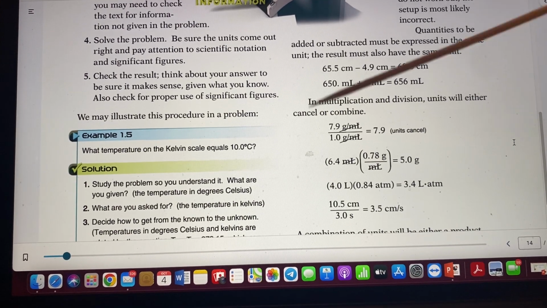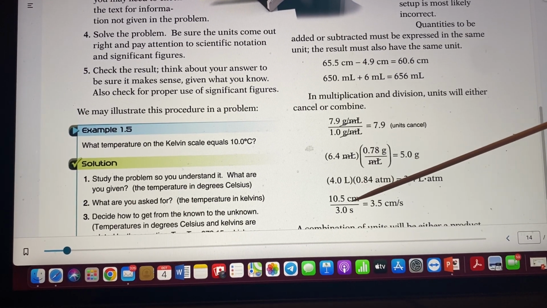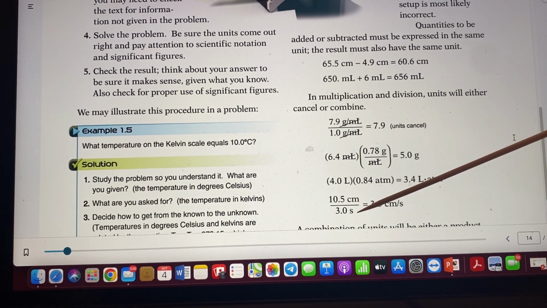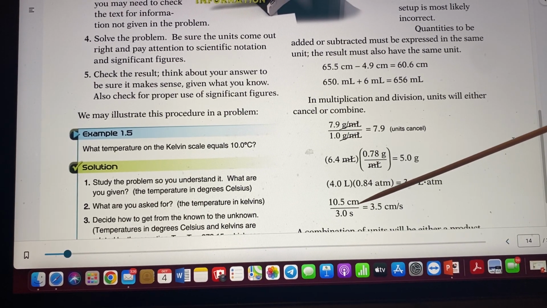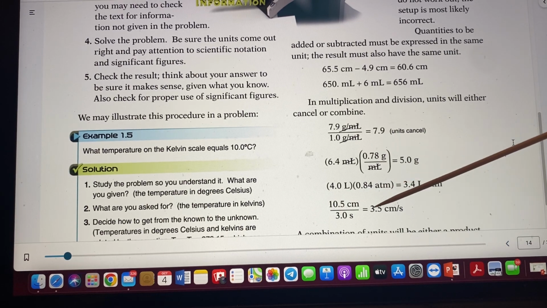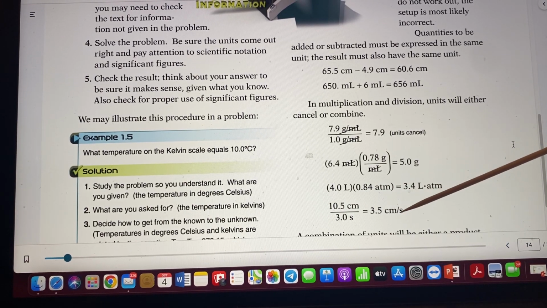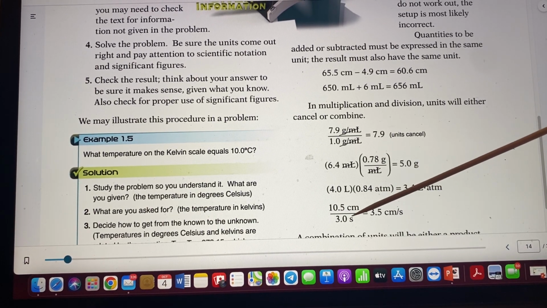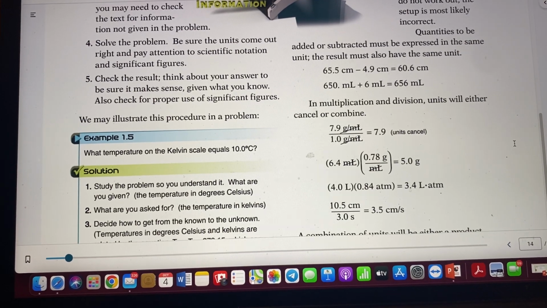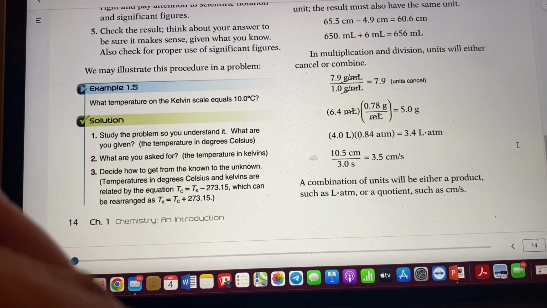The last one here at the bottom, 10.5 centimeters divided by 3 seconds. As you divide this out, you get 3.5 centimeters per second. You have to keep the centimeters and the seconds because they won't cancel out. You only cancel out the ones that can cancel out.